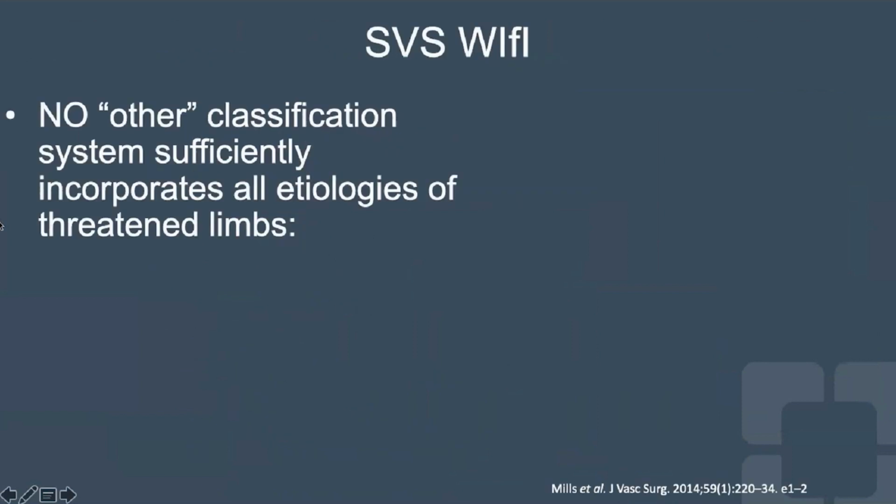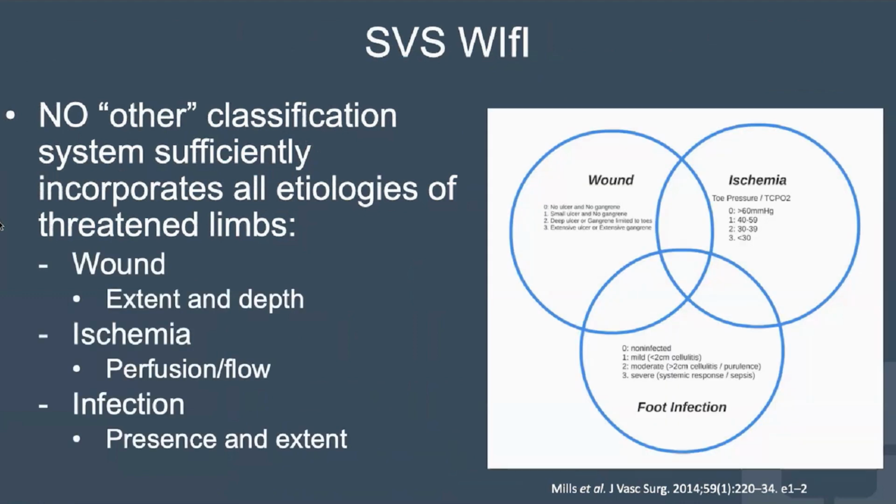And there's no other classification system yet like Rutherford or any of the UT classification systems that sufficiently incorporate all the etiologies of threatened limbs, and that's what the SVS guidelines or SVS WIfI classification try to do with the wound, ischemia, and foot infection.